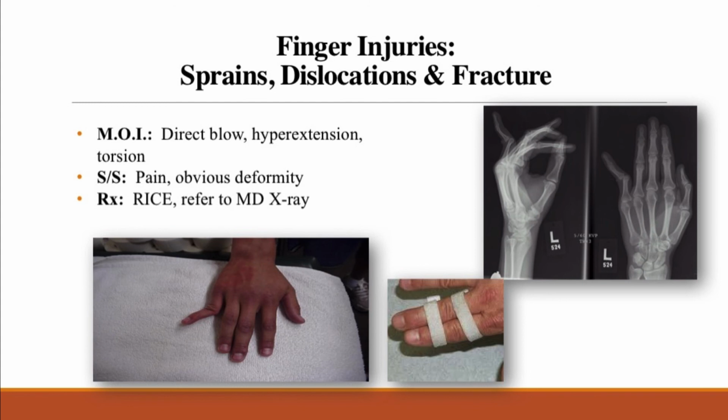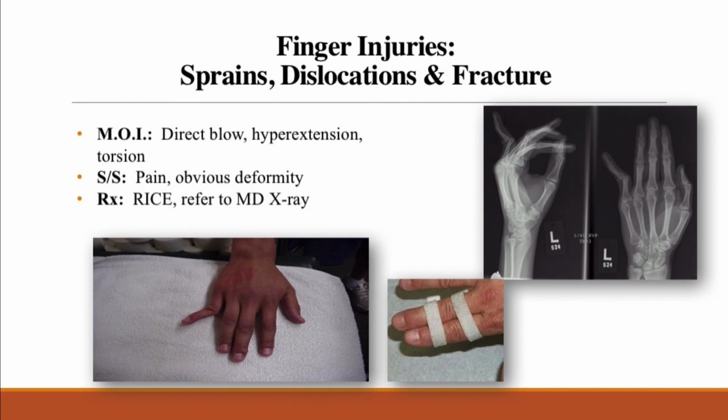Sprains, dislocations, and fractures to the fingers are very common in sport. The mechanism of injury is often from a direct blow, hyperextension, or torsion, such as when the athlete gets his finger stuck in someone else's jersey. Pain is often present. In dislocations, there will be obvious deformity.